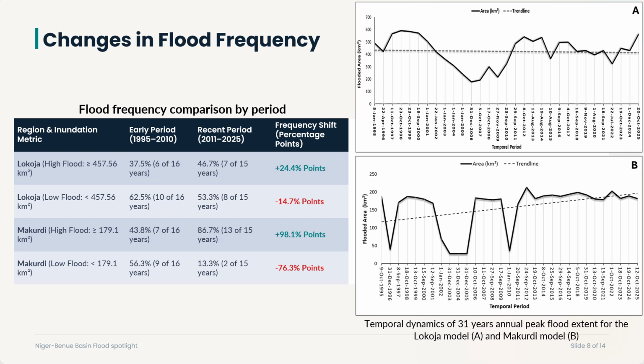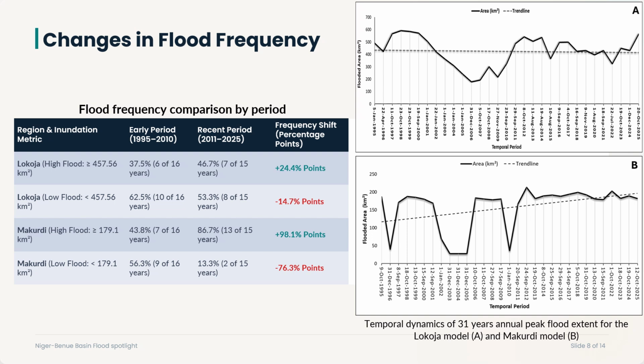The frequency analysis for Makurdi clearly demonstrates a fundamental flood regime shift. Between 1995 and 2010, the early flood years, floods were mostly low to moderate in magnitude, accounting for 56.3% of the years, with high variability, and only 43.8% of the years reaching average or higher flood level.